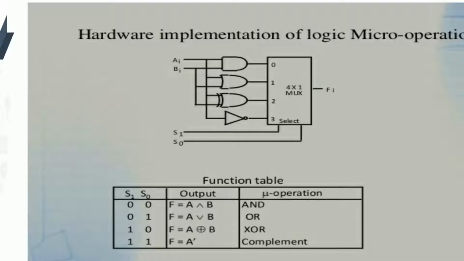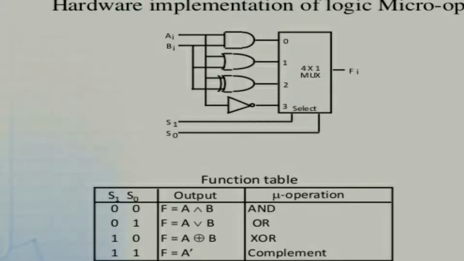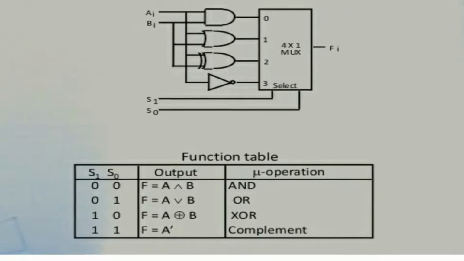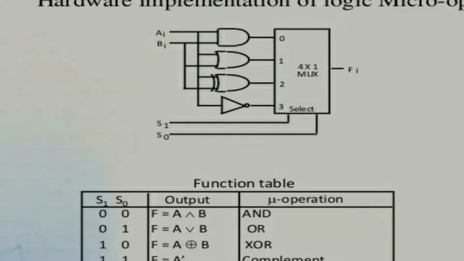So what are the selection lines? Look here. If the selection lines select 0 0, that is the AND operation. If they select 0 1, that is the OR operation. If they select 1 0, that is the XOR operation. If they select 1 1, that is the complement operation. So the operation depends on the selection lines.